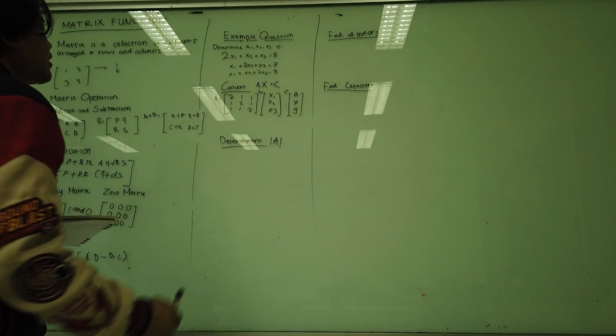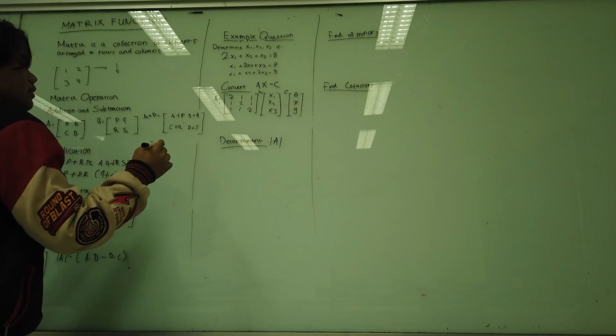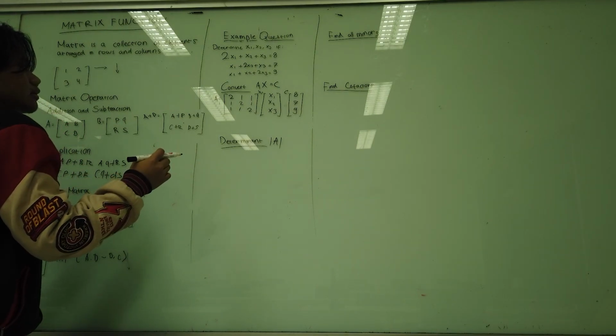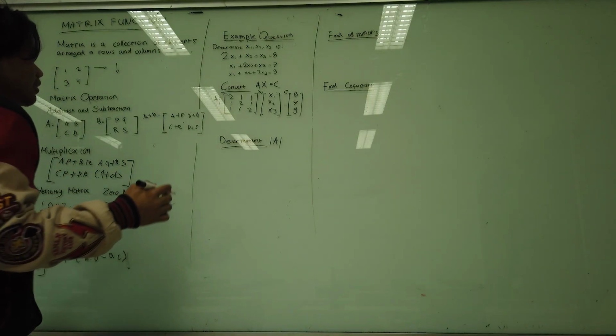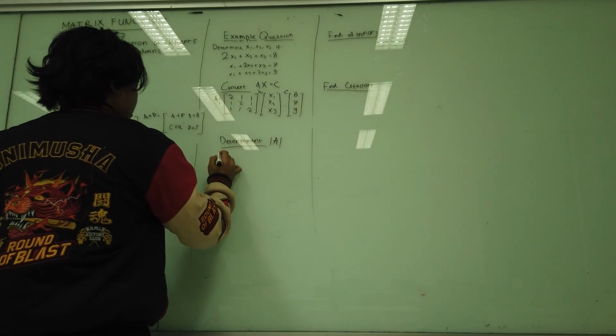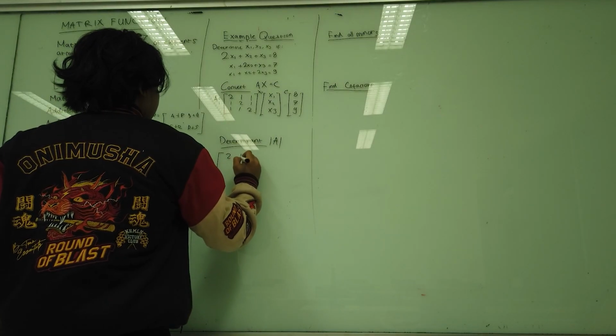So basically, what we need to do to find the determinant is put this matrix here and here.